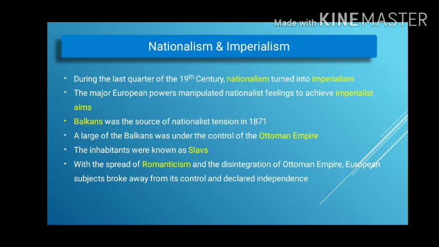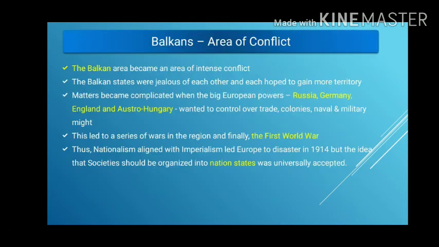The most serious source of nationalist tension in Europe after 1871 was the area called the Balkans. The Balkans was a region of two types of variations, one geographical and the second ethnic. It comprised modern-day Romania, Bulgaria, Albania, Greece, Macedonia, Croatia, Bosnia-Herzegovina, Slovenia, Serbia, and Montenegro, whose inhabitants were broadly known as the Slavs. A large part of the Balkans was under the control of the Ottoman Empire.